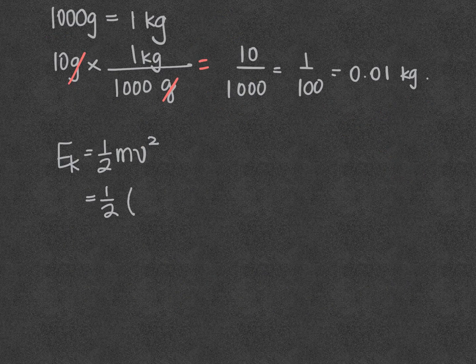So substituting in the mass of 0.01 kilograms and our velocity of 20 meters per second, and don't forget to square it. And then our answer would be 2 joules.